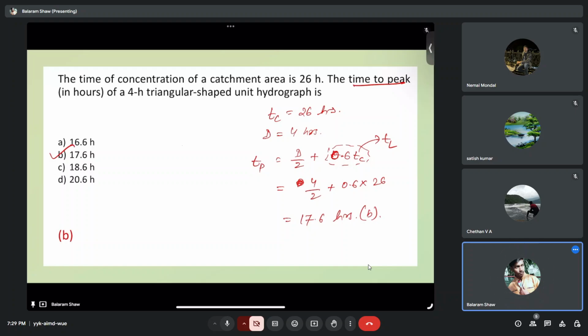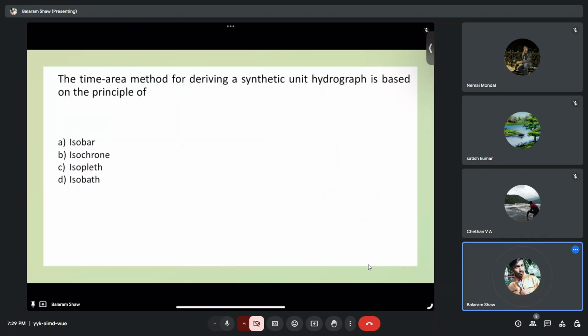Okay. The next question is, the time-area method for deriving a synthetic unit hydrograph is based on the principle of. We have seen that among the four popular methods, one is the time-area method. In this, what we do, we basically take the isochrones. What are isochrones? Isochrones are the lines which join equal time of concentration, or time of flow, let's say. And the area represented for that time of concentration, we call that the area for that isochrone, right? So the principle of isochrone is used. Okay, so the correct answer will be B.